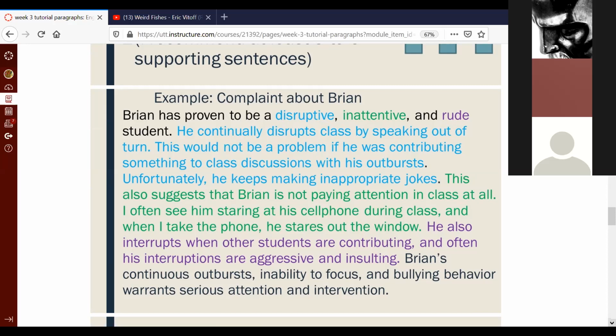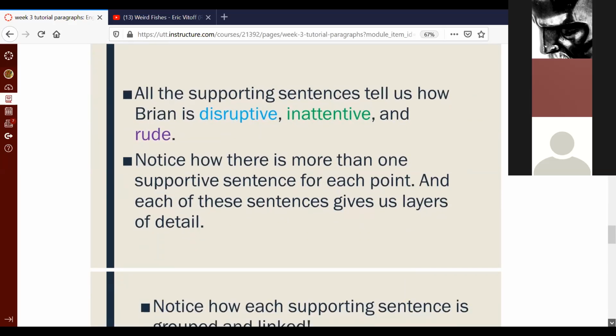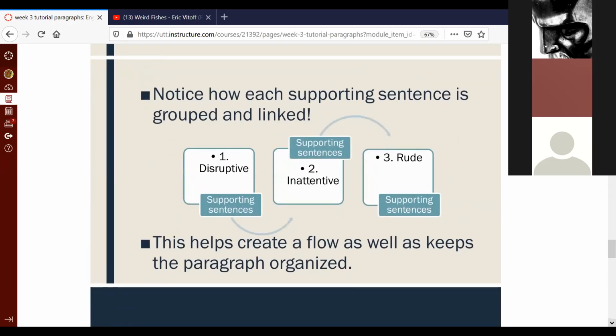So when you look at the color coding, all the sentences that are blue explain how he's disruptive. All the sentences that are green explain how he's inattentive. And all the sentences, or the sentence that is purple, explains how he is rude. So this is just a visual way of showing you how the sentences are grouped together. Again, so you get that flow and that organization.